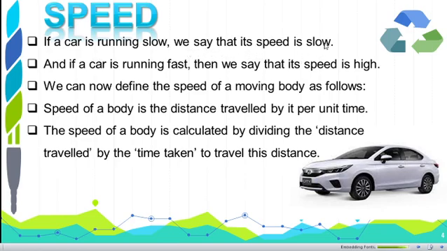We will take so many examples. If a car is running fast, then we say that its speed is high. This is one example of a car. The car can move slowly, and at the same time it can move fast. We can now define the speed of a moving body as follows: the speed of a body is the distance traveled by it per unit time. The speed of a body is calculated by dividing the distance traveled by the time taken. So first we calculate the distance, second we calculate the time, and divide by the time. Finally we will get the speed.